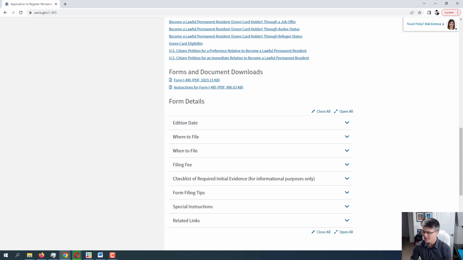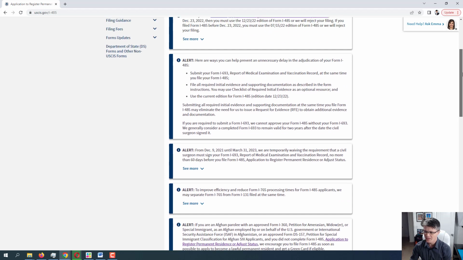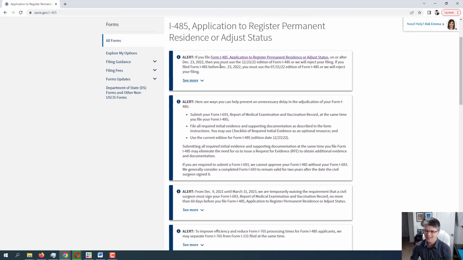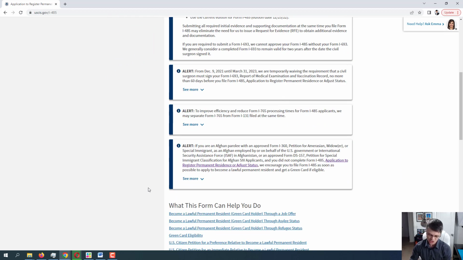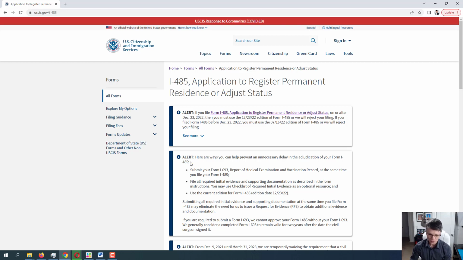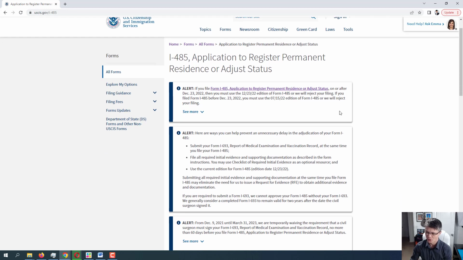Okay, so now I'm going to walk you quickly through the alerts. Depending on when you're checking this page, you might not always see these alerts. They change; that's why they're there. We'll walk through them very quickly. Again, you can see that you have to file the updated version, the 12/23/22 edition, otherwise it will be rejected. Okay, good to know.